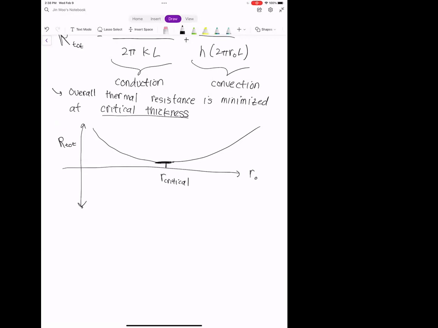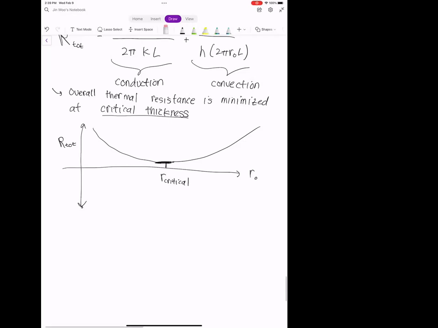If you think back to your calculus classes, if we have a function like this, how do we find the minimum of it? The way that we would do that is we would just take the derivative. If we take the derivative of this R total and set it equal to 0, then that's going to tell us where the minimum radius is going to be.